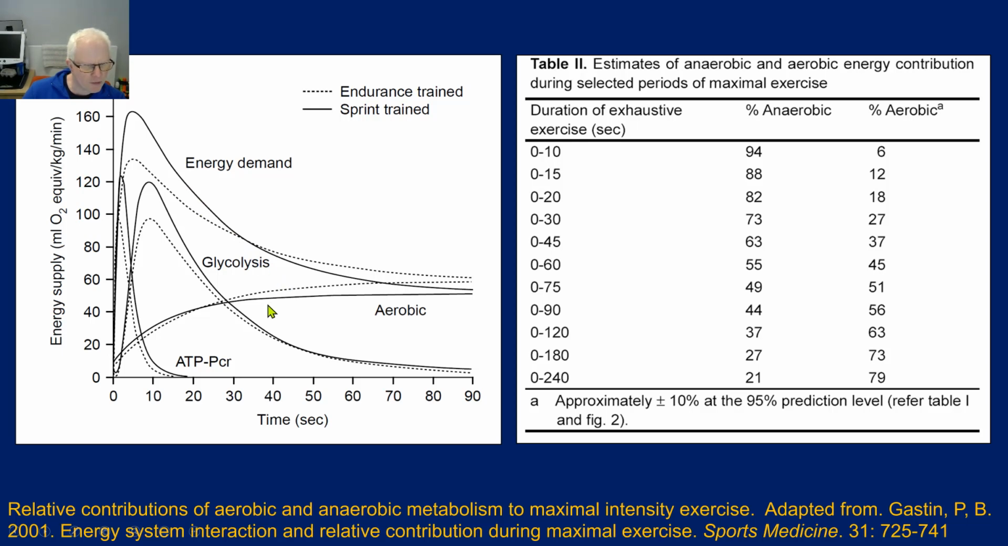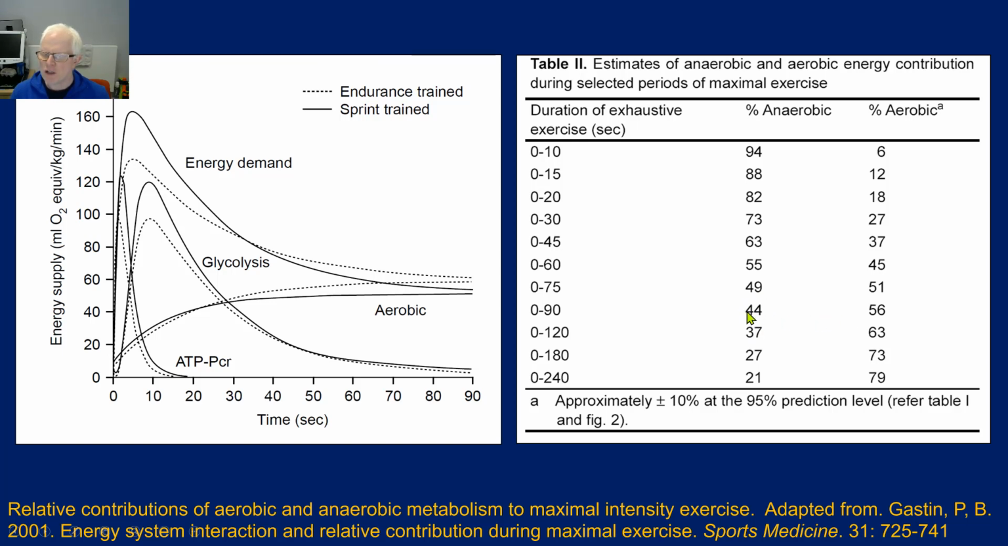But notice that fundamentally in this 90-second block of exercise, notice how much of the energy is really coming from anaerobic sources, from glycolysis and ATP-PC. So these play an enormous role. This is in a 90-second block of work. And if we come over to the table on the right and we look from 0 to 90 seconds, here we can see the anaerobic contribution is 44%.